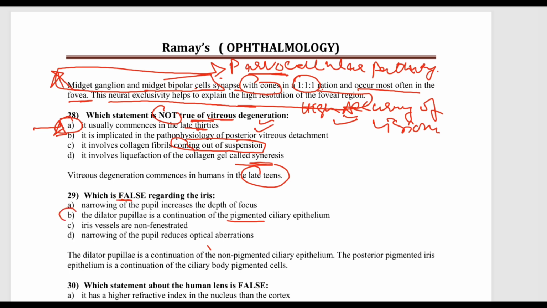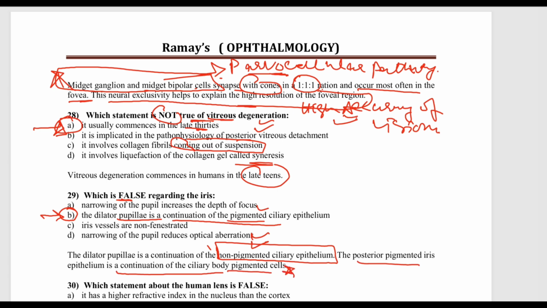The false one is option beta. The dilator pupillae is a continuation of the pigmented ciliary epithelium? No, this is the continuation of the non-pigmented ciliary epithelium. The posterior pigmented iris epithelium is the continuation of the ciliary body pigmented cells.